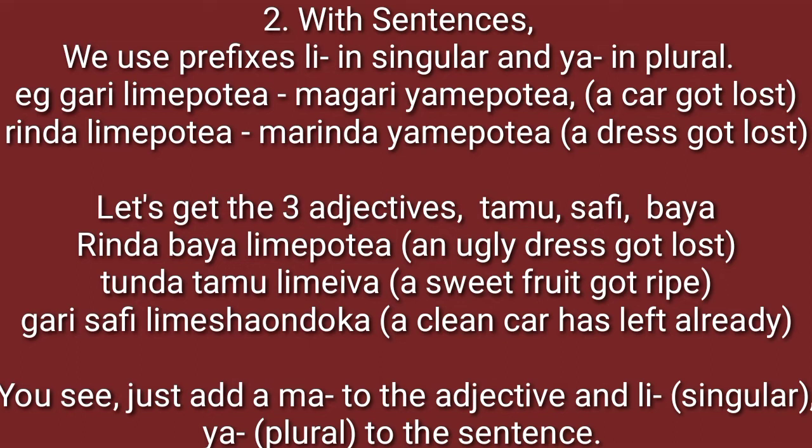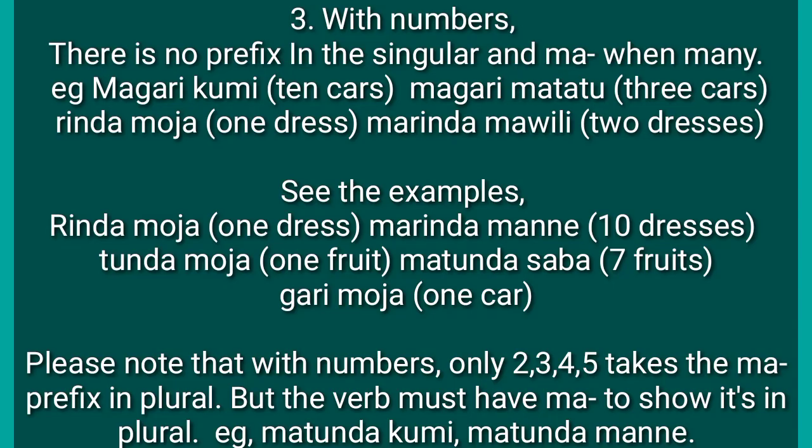So let's get the 3 adjectives we can use for more sentences. We have tamu, sweet or delicious, safi, clean, and baya, bad or ugly. And remember, these adjectives require prefixes. But with li ya noun class, there is no prefix in the singular, and the plural prefix is ma. With numbers, there is no prefix in the singular, and ma when many. Ma prefix is used when many, more than one.